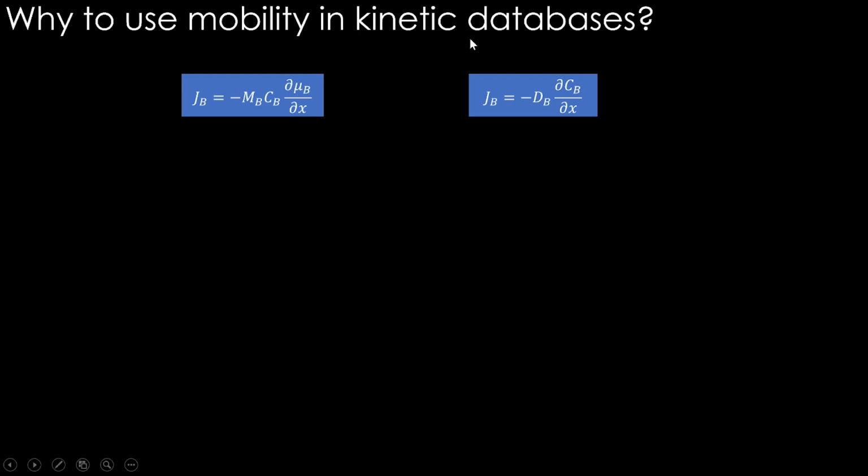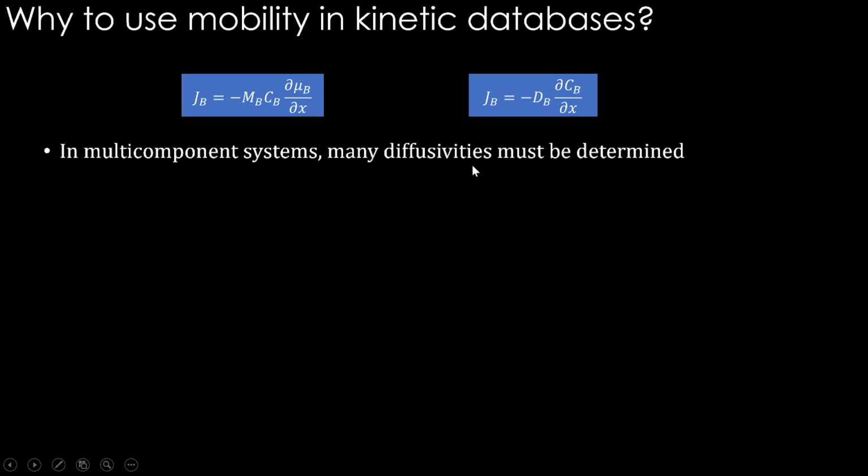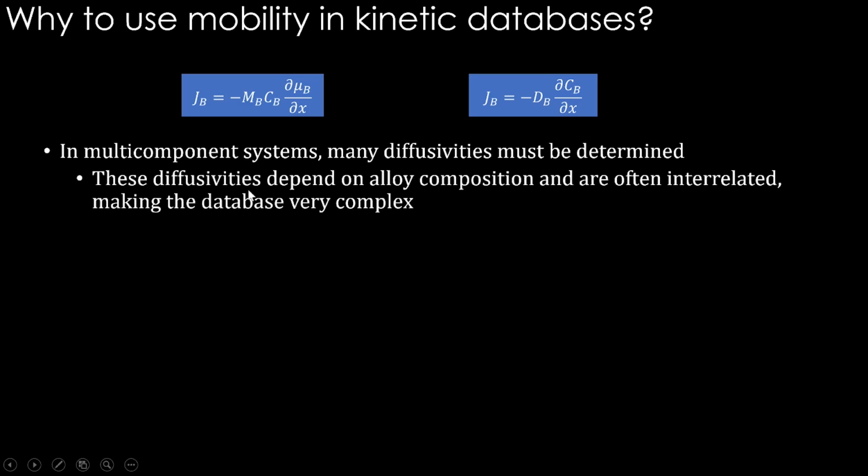Why use mobility in kinetic databases? In multi-component systems, many diffusivities must be determined, and it can come from having different concentration gradients in the material. It is going to depend on that. So that has to be determined, and more importantly, these diffusivities depend on alloy composition and are often interrelated, making the database very complex. So keeping a database made of these diffusivity values is going to get very complex.